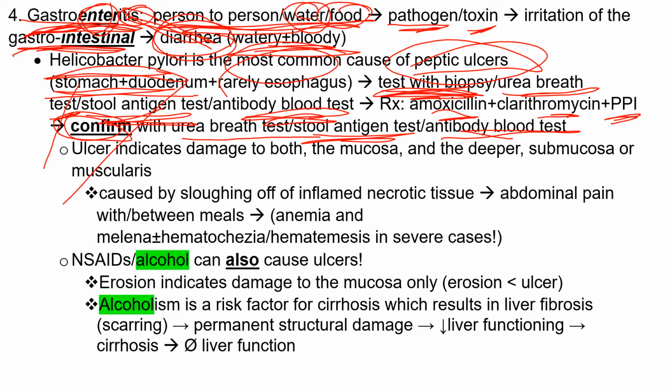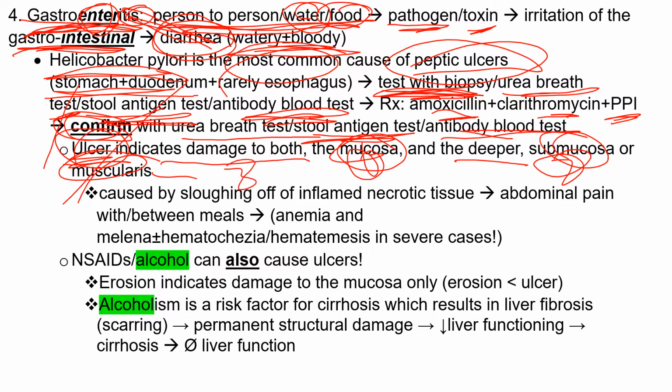All right, so ulcer means what? We went over this. Do not confuse ulcer with erosion. Ulcer indicates damage to mucosa and the deeper submucosa or even muscularis. Layer 1 mucosa, layer 2 submucosa right underneath, and muscularis, the third layer, the muscular layer surrounded by serosa. That's the fourth layer. That's your peritoneum.